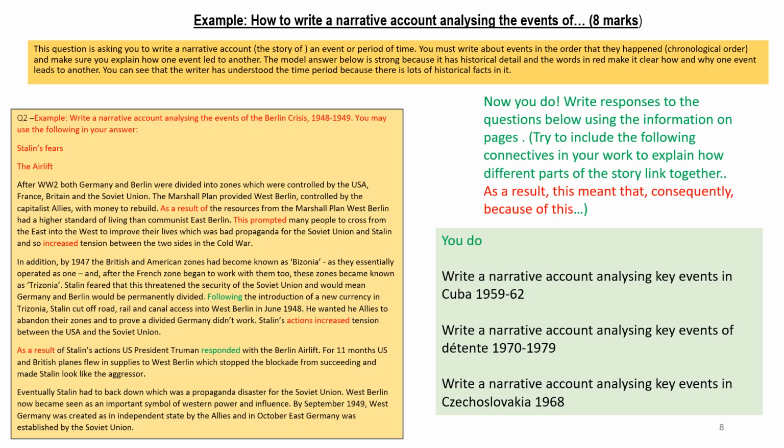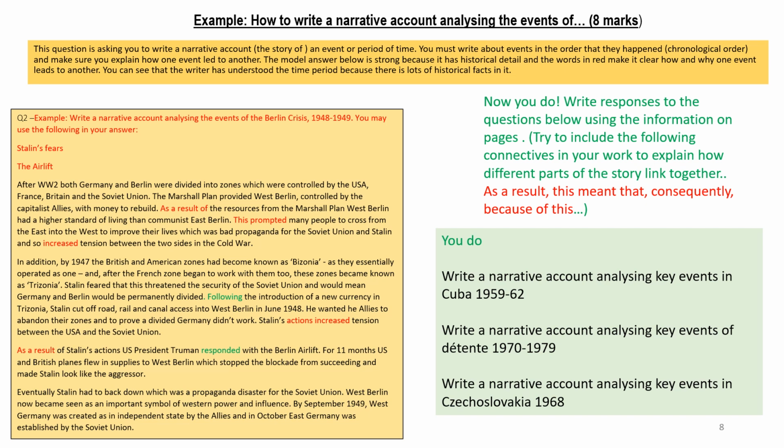So the second question that you're going to come across in year 11 is a narrative account question. And a narrative just means a story, which means it's got to have a beginning, a middle and an end. In other words, an outcome. A narrative account is a little bit different in history because we have this word analyse. So you can't just describe the events, you have to analyse them, which means you have to show how one event links to another or how one event caused another.